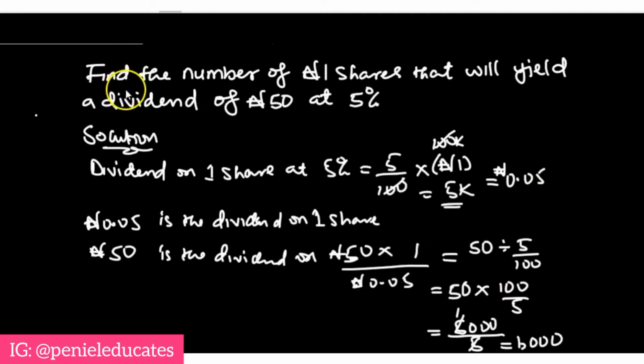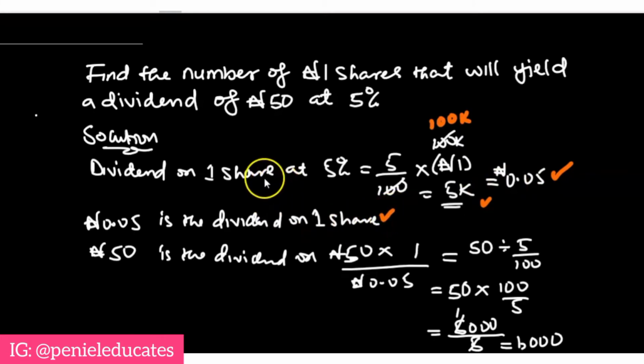All right, so let's look at further examples. Find the number of 1 naira shares that will yield a dividend of 50 naira at 5%. So the dividend on a 1 naira share at 5% is just 5 over 100 multiplied by 1 naira. Just convert it to 100 kobo for easy division, and it's going to give you 5 kobo. You can convert that to 0.05 naira, so 0.05 naira is the dividend on one share.